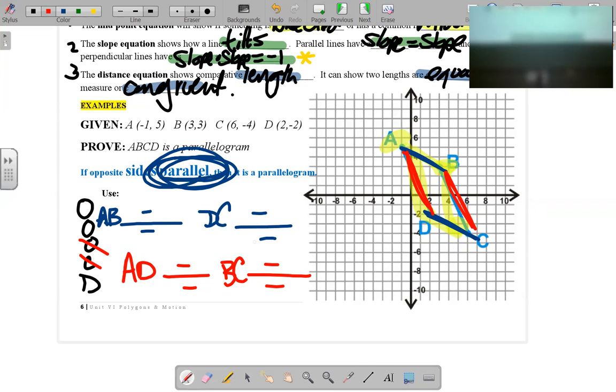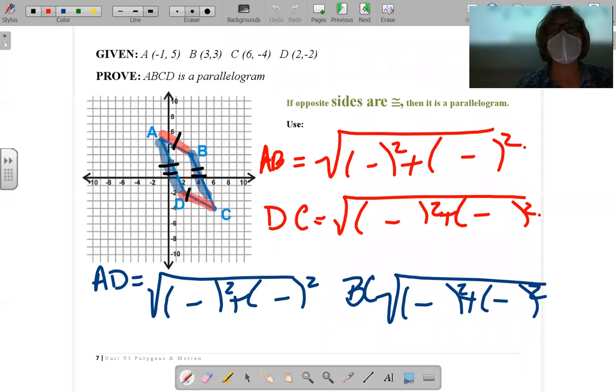Okay, flip the page over. I could also show opposite sides are congruent, which means I would use the distance equation. Again, just write the templates. That's it. Opposite sides congruent. I would show the reds are congruent using the distance equation. I would show the blues are congruent using the distance equation.